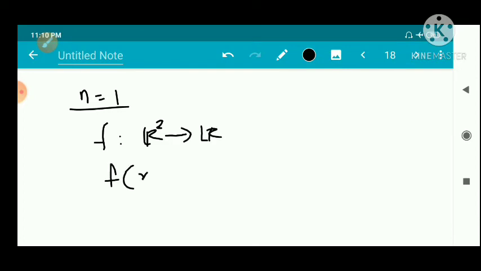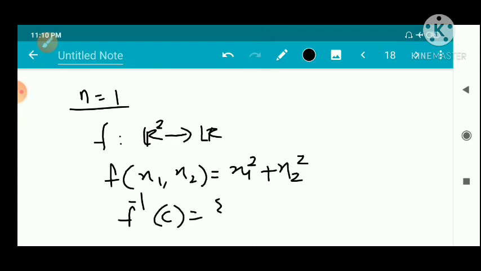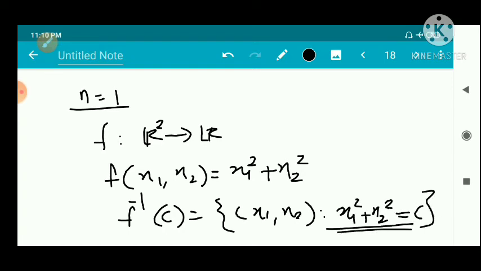And the definition is f of x1, x2 is equal to x1 square plus x2 square. So the level set f inverse of C is the set of all x1, x2 such that x1 square plus x2 square equal to C. This is the equation of a circle with the center 0, 0 and radius root C. So the level set is a family of concentric circles.